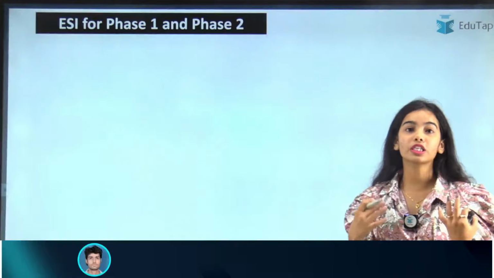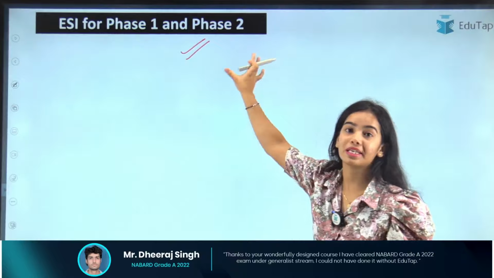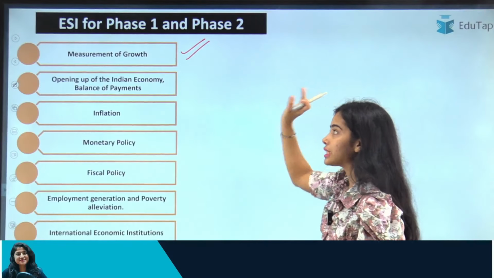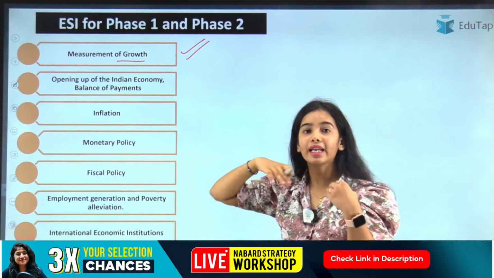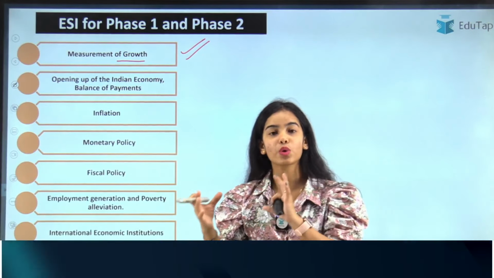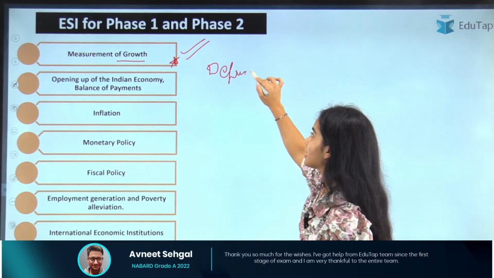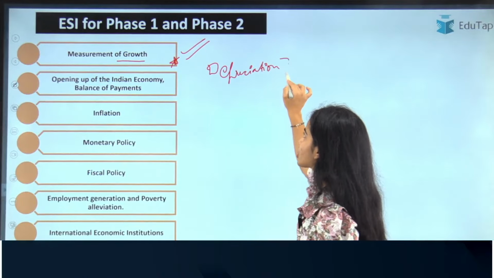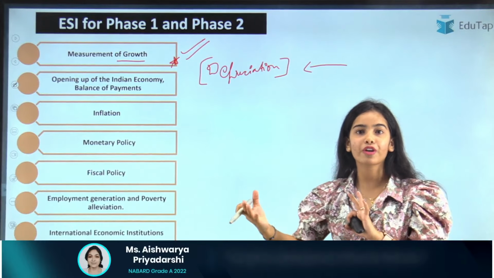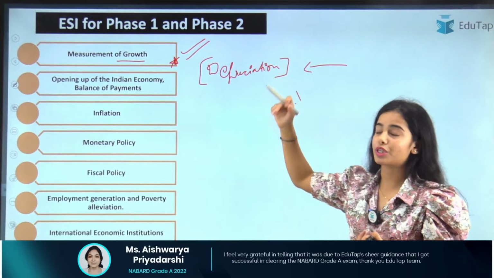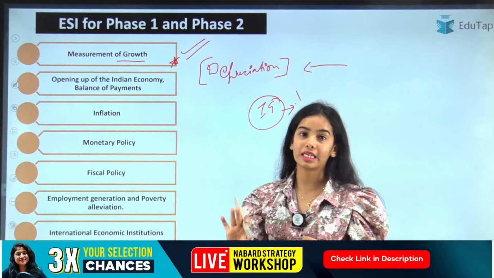Now coming to the important chapters, I will show you the important ESI static chapters for phase 1 and phase 2 of the examination. Okay, so these are the 7 important chapters. The first one is growth and development. Direct questions have been seen in phase 1 and phase 2 of the examination from this chapter. I hope you remember that there was a question regarding depreciation. A very basic question. The definition was given and it was asked what this is: that wear and tear of capital is called depreciation. Okay. The inclusive growth. There was a question regarding inclusive growth in phase 2 of the examination.